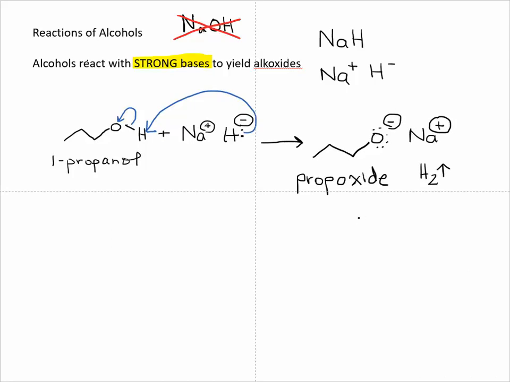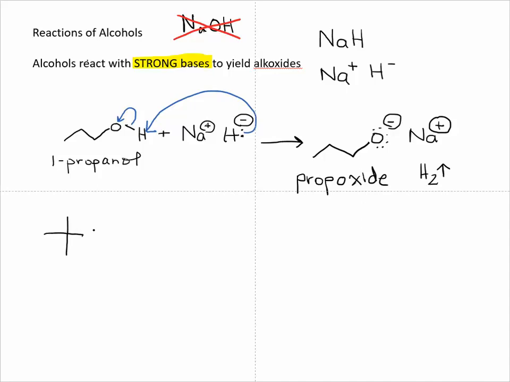It is the alkoxide of 1-propanol. It is its conjugate base. Remember, the conjugate base of an acid is the acid with the proton removed. Removal of the proton makes it into the negatively charged propoxide. That is an alkoxide. So let's do one more just so that we really have this clear.